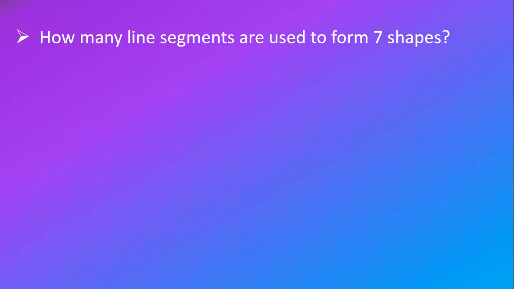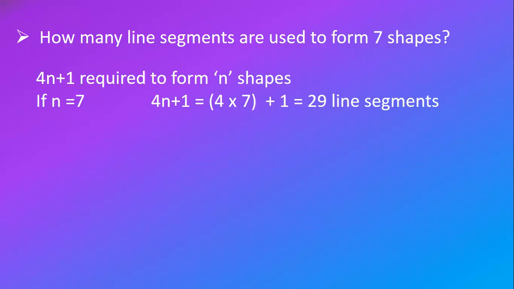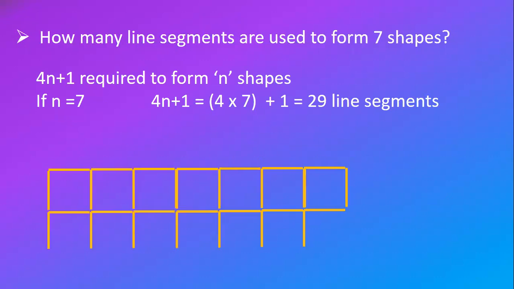How many line segments are used to form 7 shapes? We know that 4n plus 1 is the algebraic expression if n number of shapes are required. If n is equal to 7, then 4n plus 1 will be equal to 29 line segments.